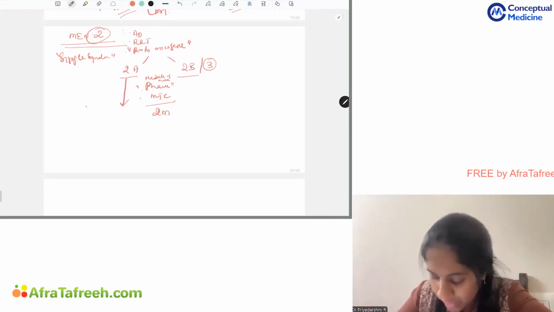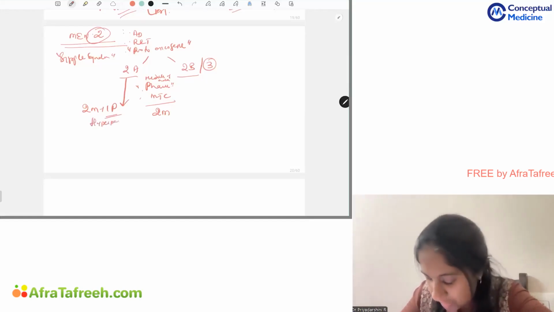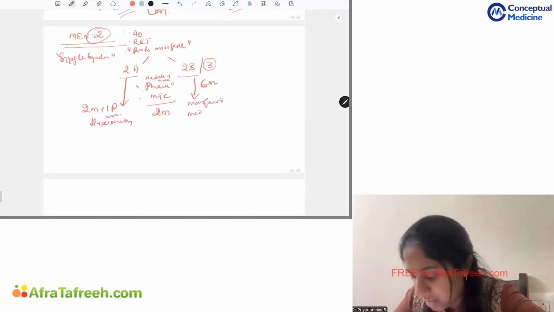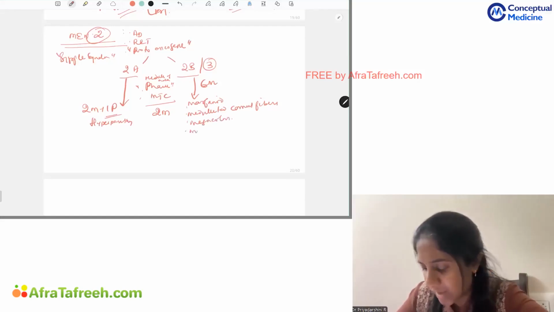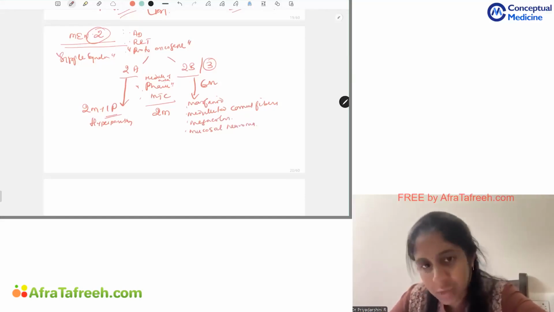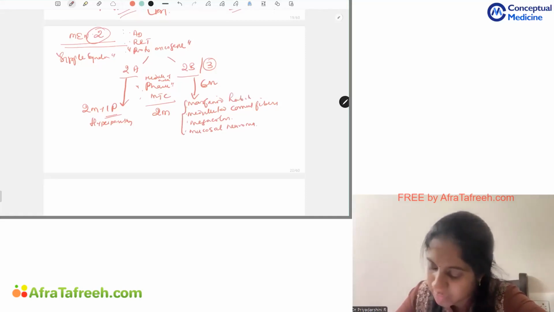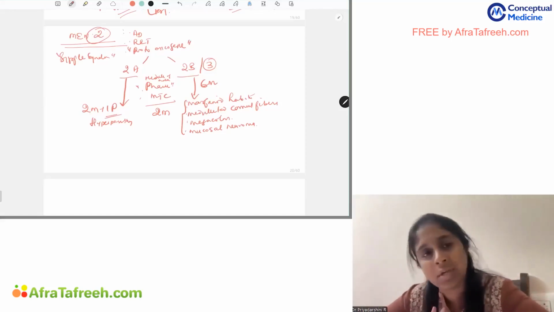So in 2A, you will have 2 M's plus 1 P, which is hyperparathyroidism. In 2B, here you have 6 M's. So apart from these 2 M's, you will have 4 more M's, which are marfanoid habitus, medullated corneal fibers, megacolon, and mucosal neuroma. So you may have medulla of adrenal, which is pheochromocytoma, or medullary thyroid carcinoma. Apart from that, we'll have 4 more M's: marfanoid habitus, medullated corneal fiber, megacolon, and mucosal neuroma. Whereas in 2A, you will have 2 M's and 1 P. You will have hyperparathyroidism. Okay.